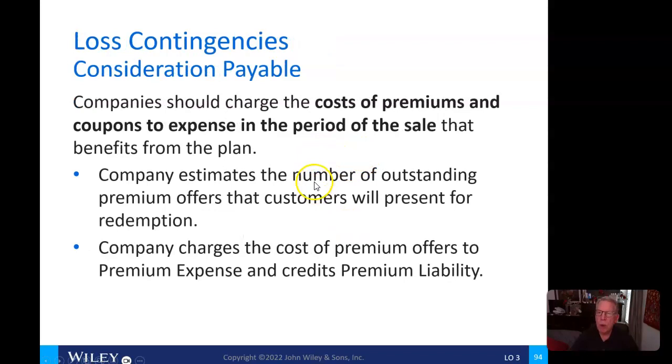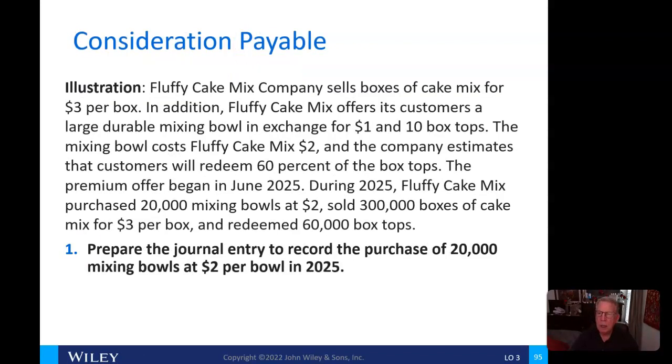Okay, consideration payable here. Companies should charge the cost of premiums and coupons to expense in the period of the sale that benefits from the plan. So the company is going to estimate the number of outstanding premium offers that customers will present for redemption, and the company then charges the cost of premium offers to premium expense and credits premium liability. Let's take a look at an illustration.